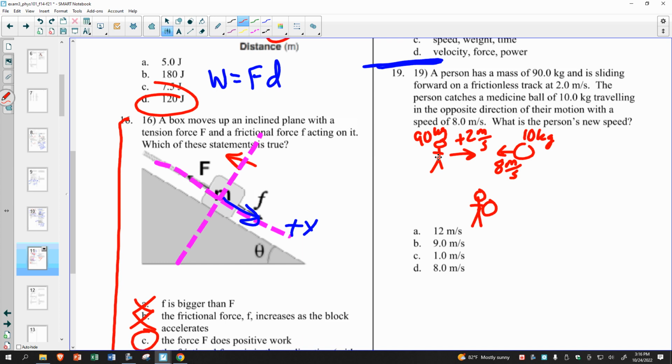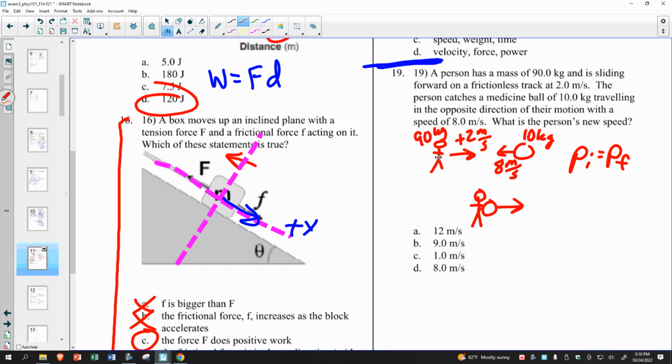I can look at this and know that this whole thing is going to keep going in this direction because the person has 180 kilogram meters per second. That's their momentum. And the ball has just 80 kilogram meters per second. So my net momentum is to the right. So I'm going to go ahead and draw my arrow just because I know that the velocity is going to be positive from looking at the momentum. And then I say that P initial is equal to P final.